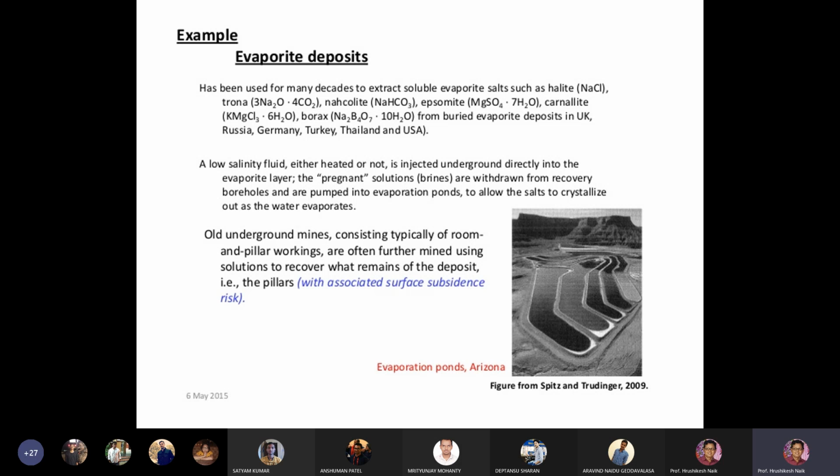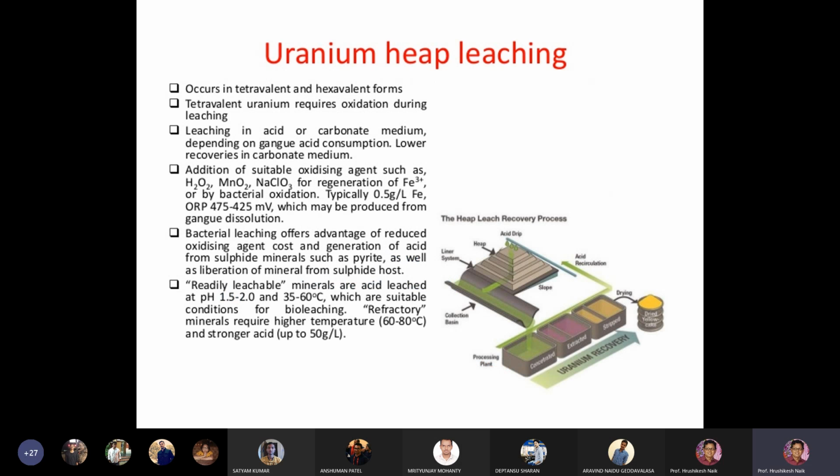Old underground mines, consisting typically of room and pillar method of working, are often suitable for the solution mining method to recover whatever mineral is left in the pillars. So the in situ leaching or solution mining method is applicable to evaporite deposits. We have also seen that uranium is mined by the in situ leaching or solution mining method.